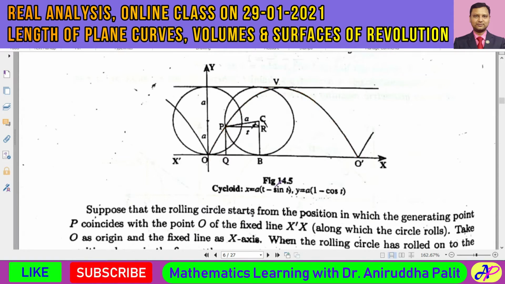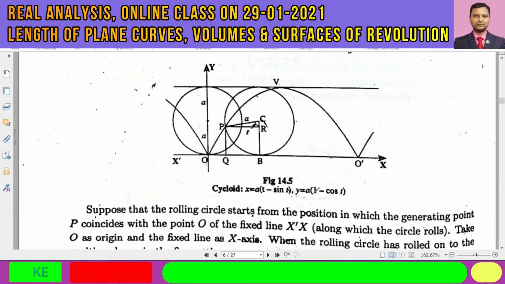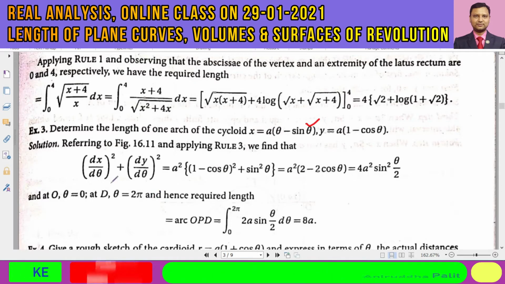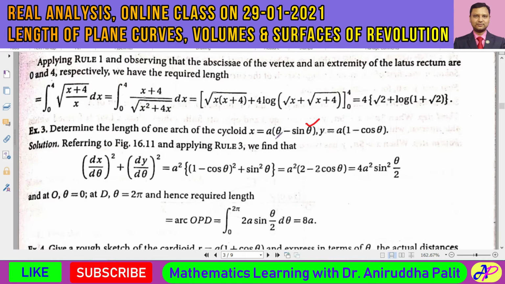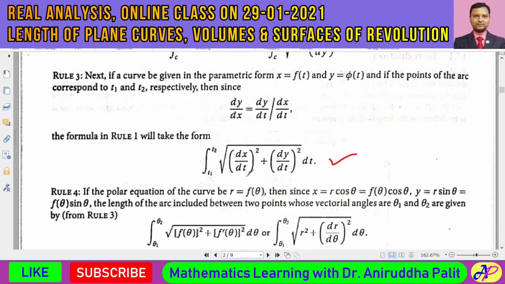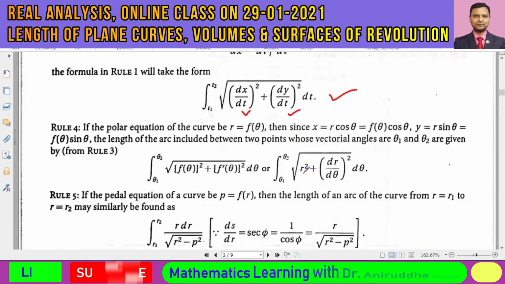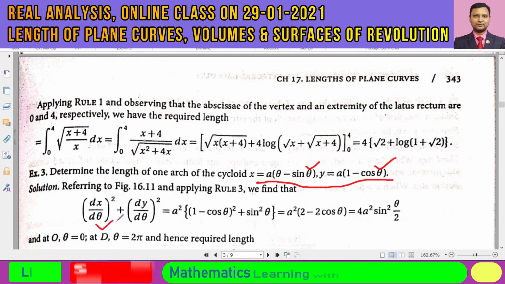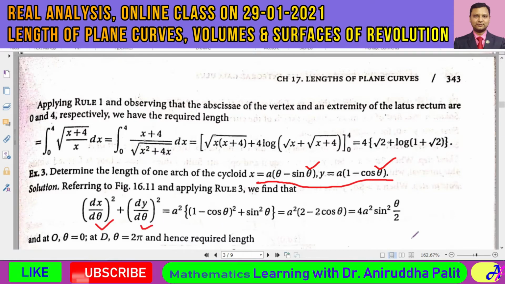Now, how to find this length? Over here, the parameter has been taken as theta, and in the previous file the parameter was taken as t. It doesn't matter whether it is theta or t. We observe that the equation is given in parametric form. So in case of parametric form, this is the formula. Over there the parameter was t, and in this question the parameter is theta. So we need to compute (dx/d theta)^2 plus (dy/d theta)^2, and after computation we get this type of expression.